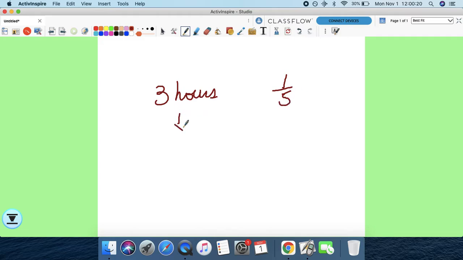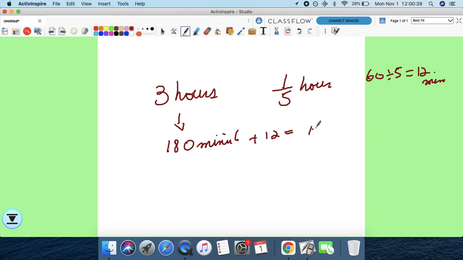3 hours is 180 minutes, and 1/5 of an hour is 60 divided by 5. Think about that, right? And that would be 12 minutes. So 3 hours and 1/5 of an hour is 180 plus 12, which is 192 minutes.